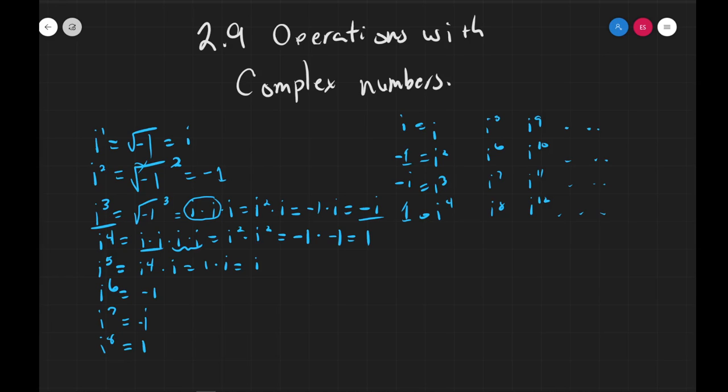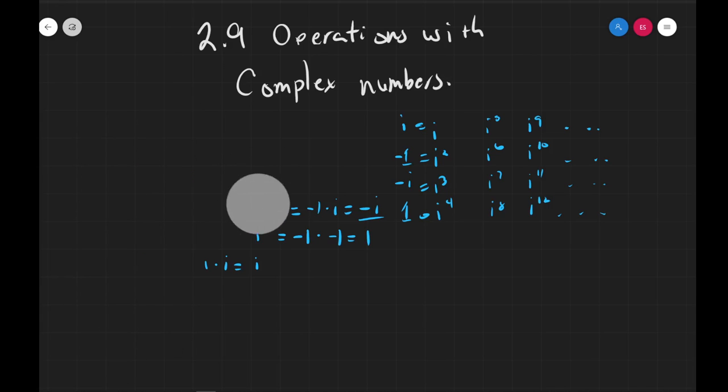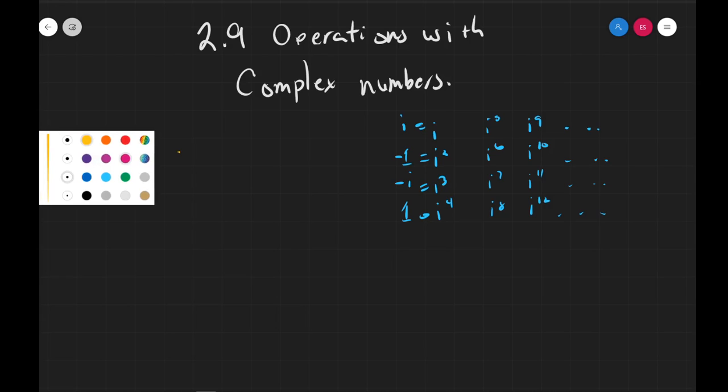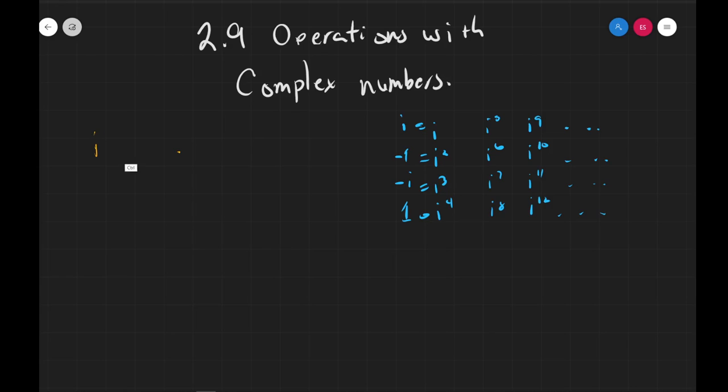The easiest way that I've found to figure this pattern out is if we take and divide each of these exponents by 4. So I'm going to erase the little proof that we did over here and say, okay, if I take i, come on, stay with me, computer.